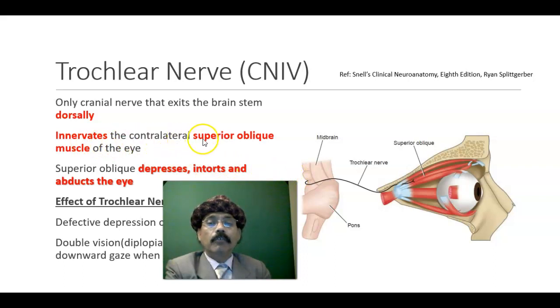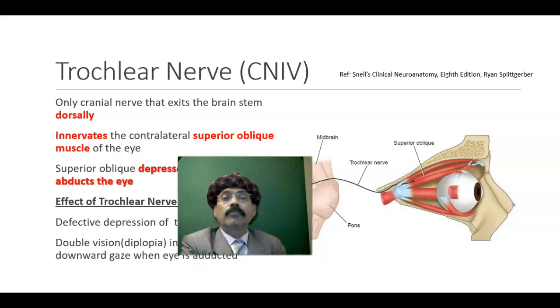It innervates the contralateral superior oblique muscle of the eye. So this is the superior oblique muscle of the eye, and the superior oblique muscle depresses, intorts, and abducts the eye.